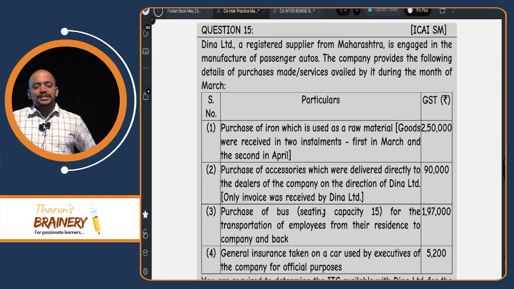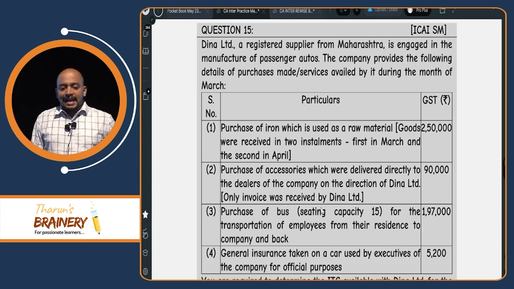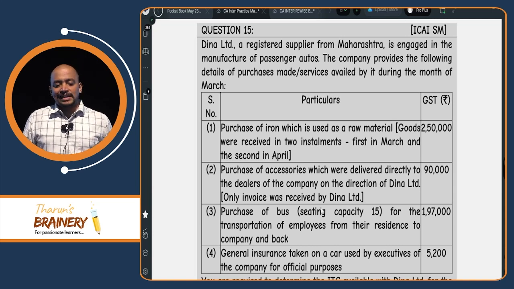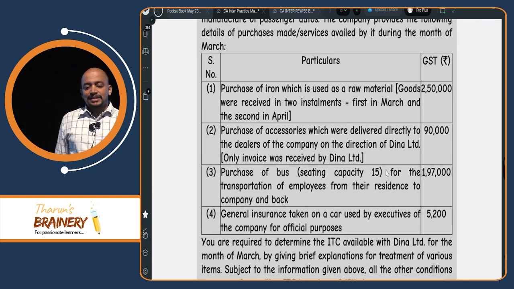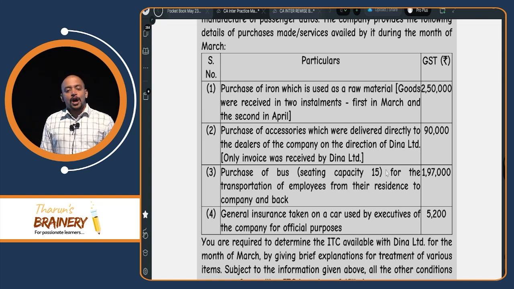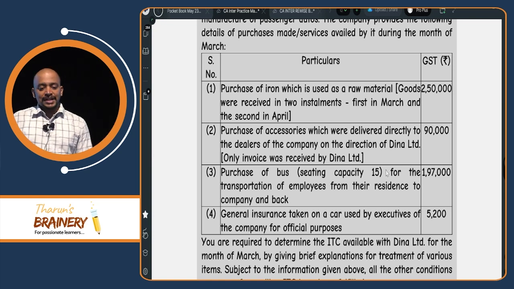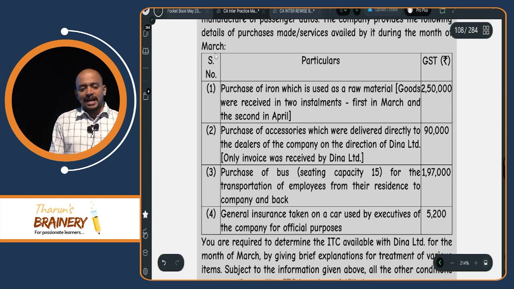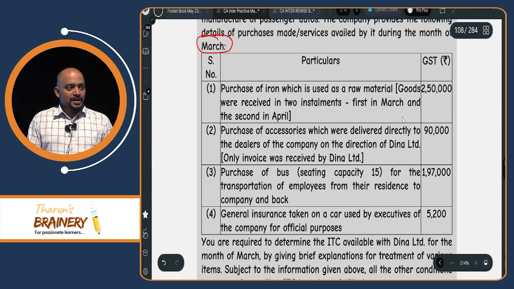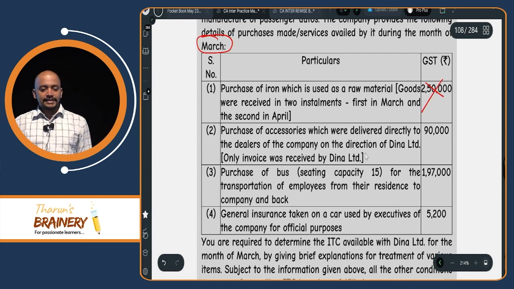Dina Limited, a registered supplier from Maharashtra, is engaged in manufacture of passenger autos. The company provides the following details of purchases made or services availed by it during the month of March. Purchase of iron, which is used as raw material. Goods were received in 2 installments, first in March and second in April. So right now we are determining ITC for which month? March month. So in March they received only the first installment. Means can they take ITC in the month of March? No. Only upon the last installment or last lot they can take ITC.